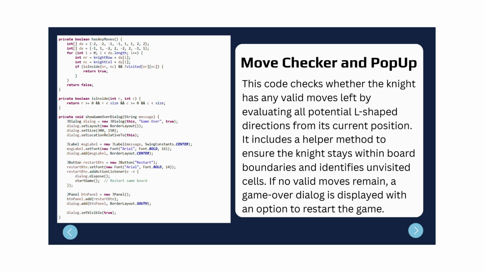Next in the code is the show game over dialog, which of course pops up the game over if you lose, or basically you don't have any more cells to go through in an L direction, or it shows you a congratulations if you win, if you complete the knight's tour, which basically means all of the cells have been traveled.